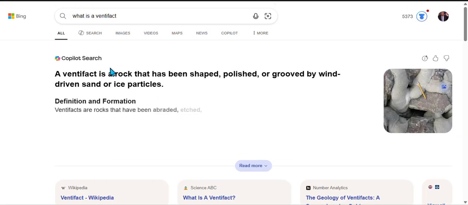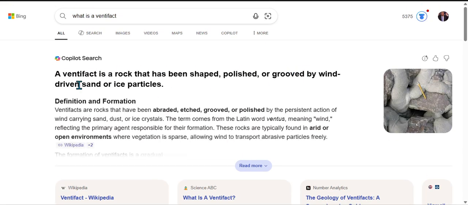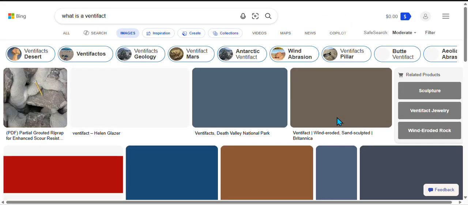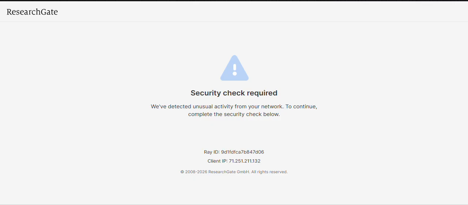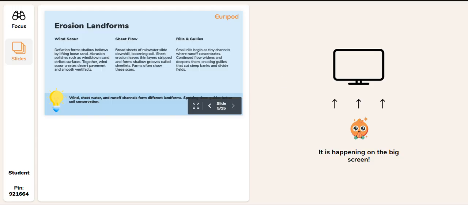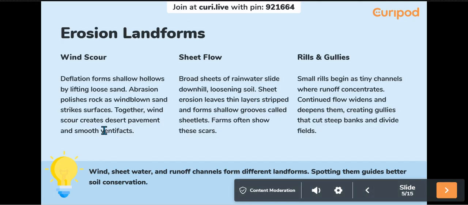A ventifact is a rock that has been shaped, polished, or grooved by wind-driven sand or ice particles. So here is one example of a ventifact, right here. Okay, so that is a ventifact.